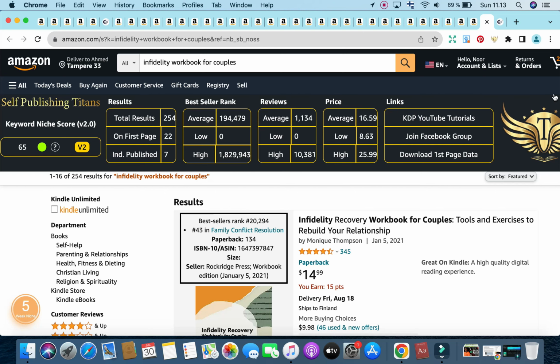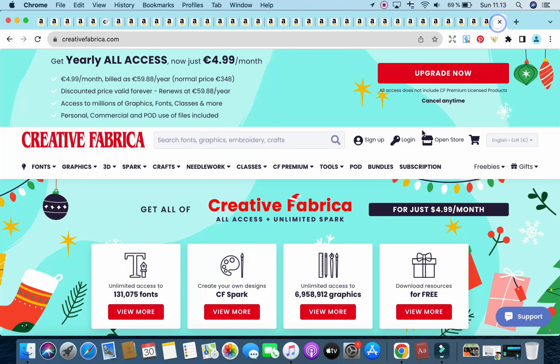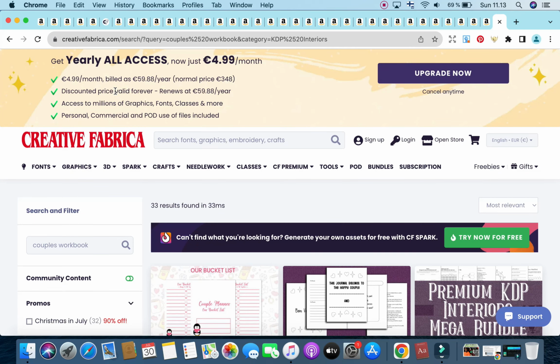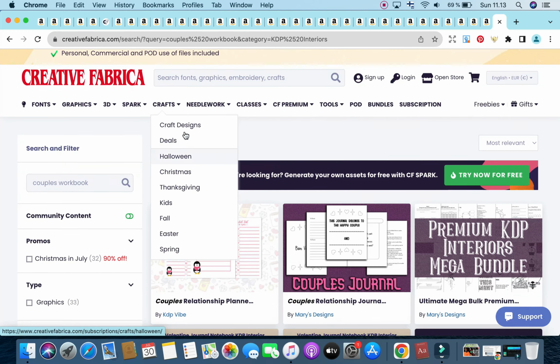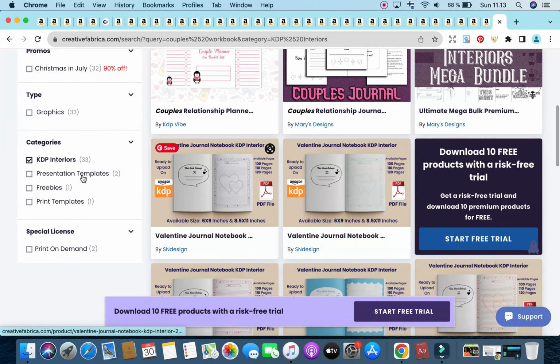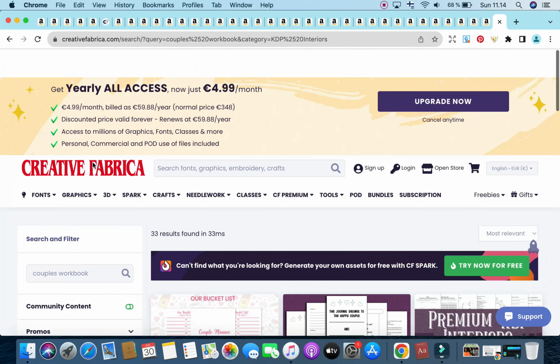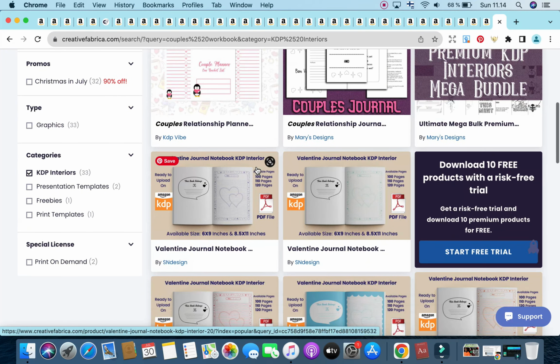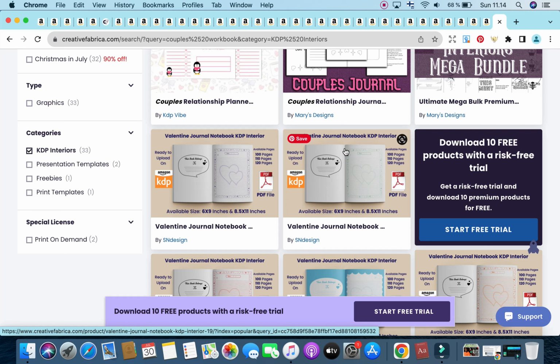Now let's head over to Creative Fabrica, and in order to see that, we're just going to go to the search bar and search Couples Workbook. Couples Workbook gives us a total of 33 results, and we have chosen to filter based on KDP interiors, so we are only left with interiors for Couples Workbook. Now bear in mind, not all the interiors are applicable. There are a lot of Valentine's Day type interiors. You don't want to be dealing with these.